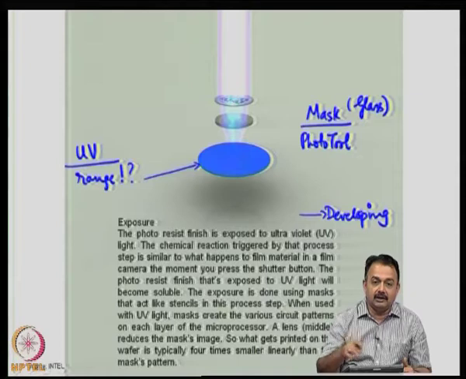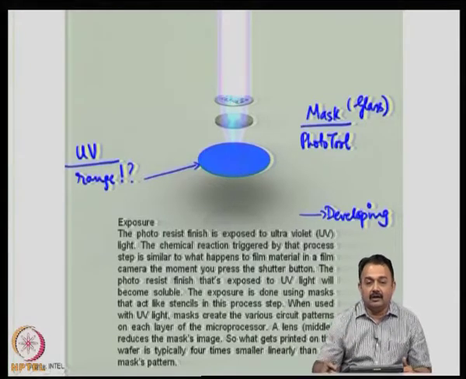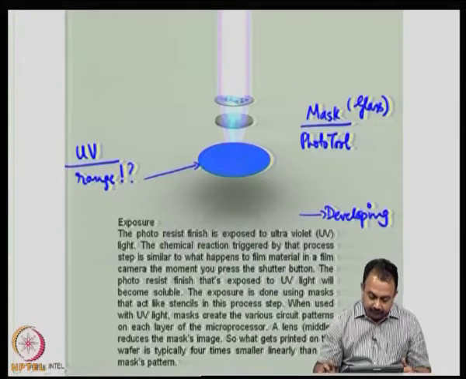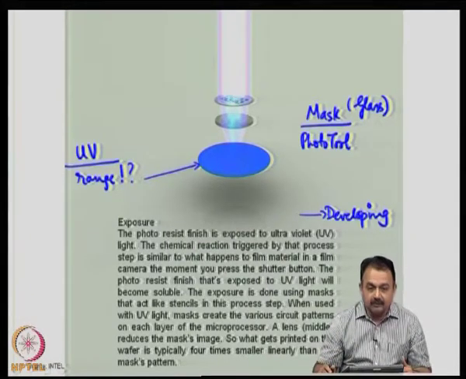So, there can be multiple layers, 4, 5, 8 poly layers, and each of them requires a different mask, and each requires different exposure operations and developing operations to realize the circuitry. Now, as you can see from this picture, there will be a lens which will reduce the mask's image.